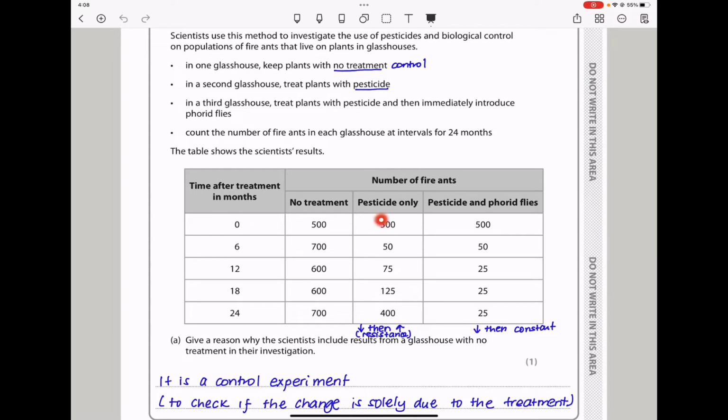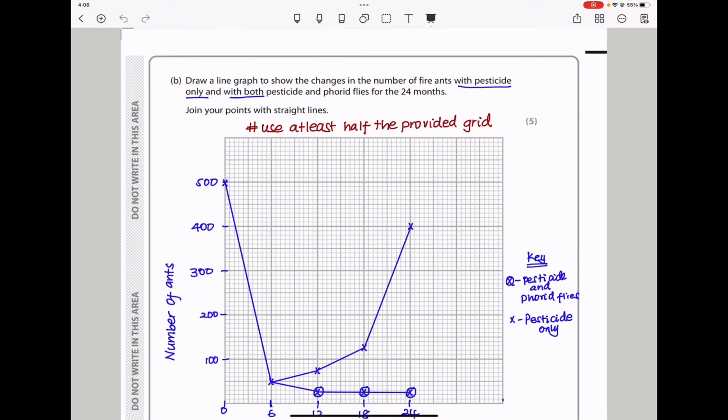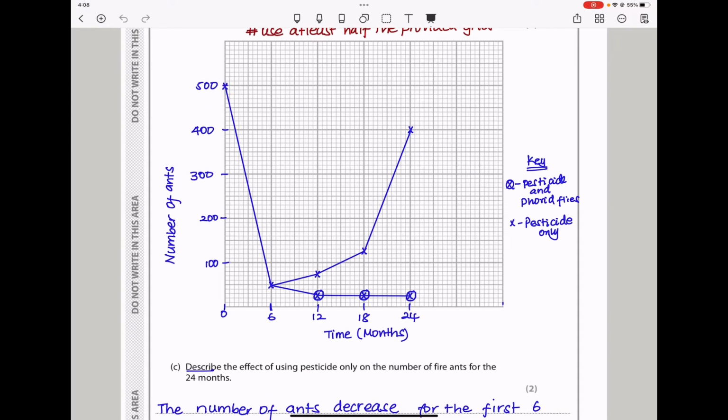Please keep in mind that these are the same and that are the same. So those locations are going to be at the same point, as you can see here as well as here. So ranging from 0 to 500 and then from 0 to 24 months, make sure you use more than half of the grid provided. So this is more than a half. I position my points, as you can see, for the first one and then for the second one down here.